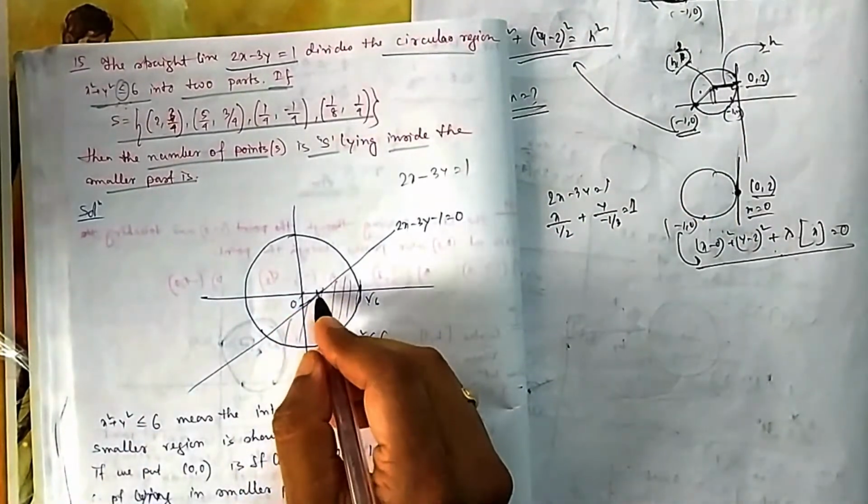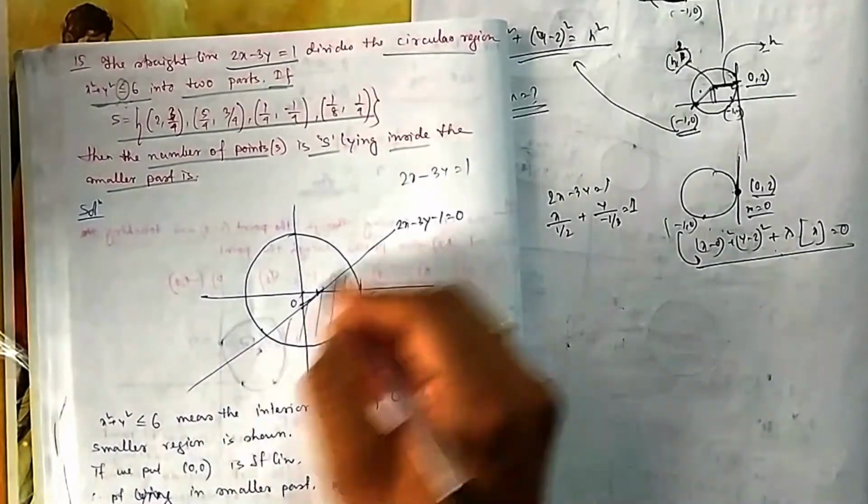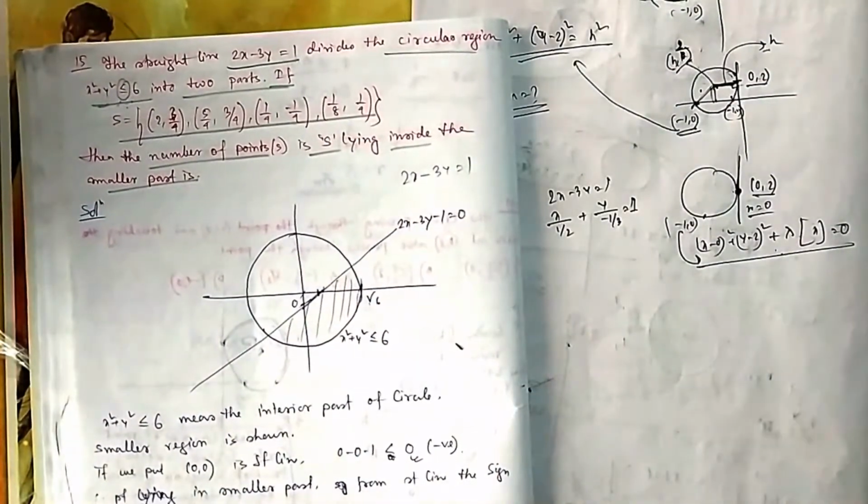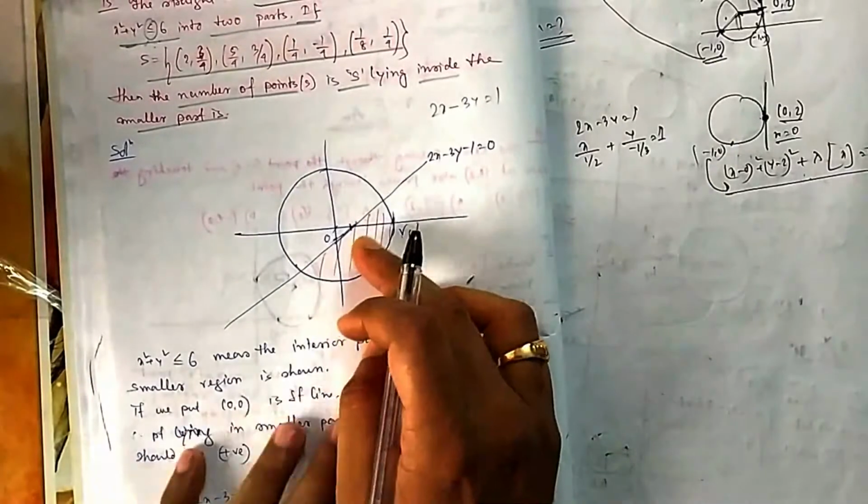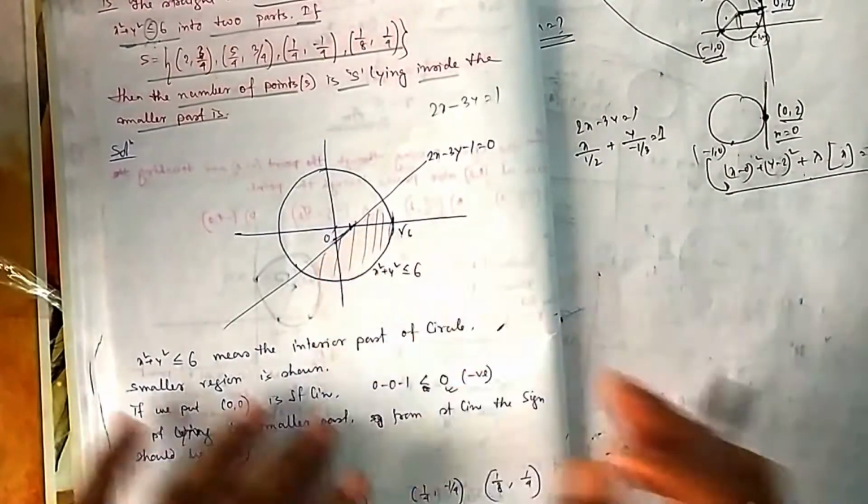So you put a point half, and y will be minus 1 by 3. So you draw a line. This is the line. So what is the smaller portion? This one. So your point should lie here. So let me check one by one.